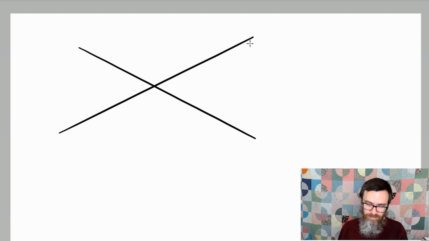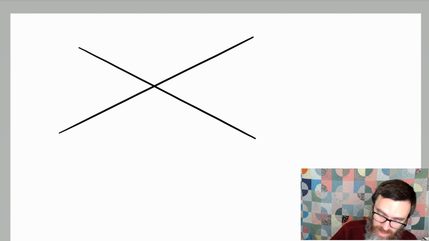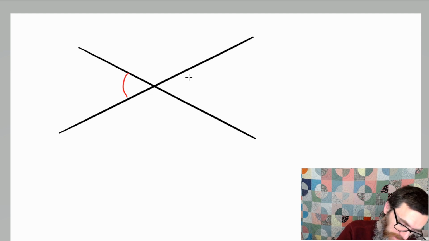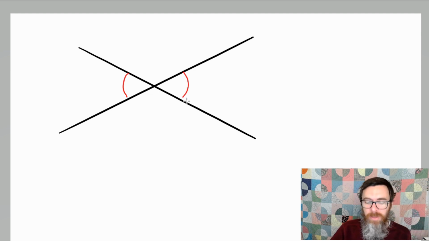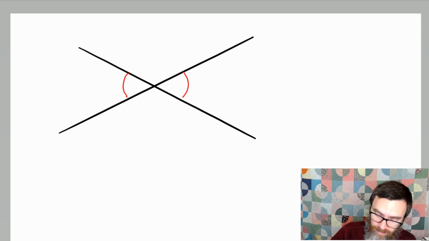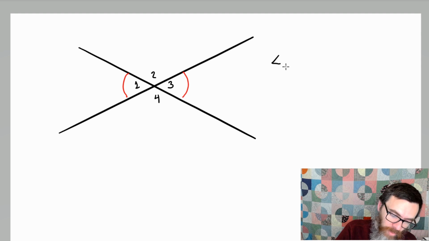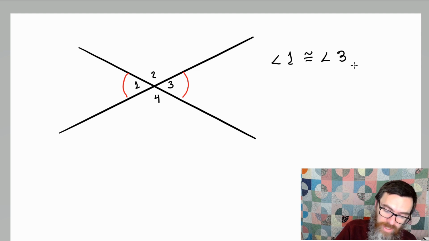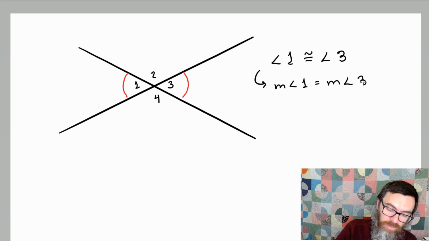Basically, two lines that intersect will form pairs of vertical angles. For example, these guys would be vertical angles, and that means that these guys will be congruent to each other. Vertical angles are congruent. So if I label these, let's say 1, 2, 3, and 4, we could say that angle 1 is congruent to angle 3. In other words, the measure of angle 1 equals the measure of angle 3.